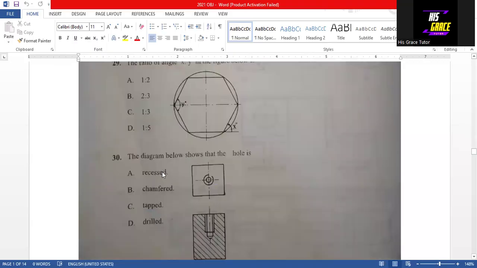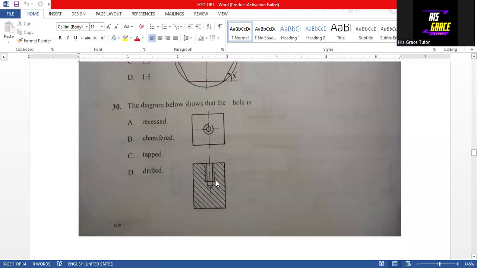Then question 30 says that the diagram below shows the dash hole, so the hole is what? The hole is tapped. So this is a tapped hole. So option C is the answer to question 30. So we have answered questions 1 to 30 on general geometrical drawing. Now let's go for the 10 questions on building drawing.